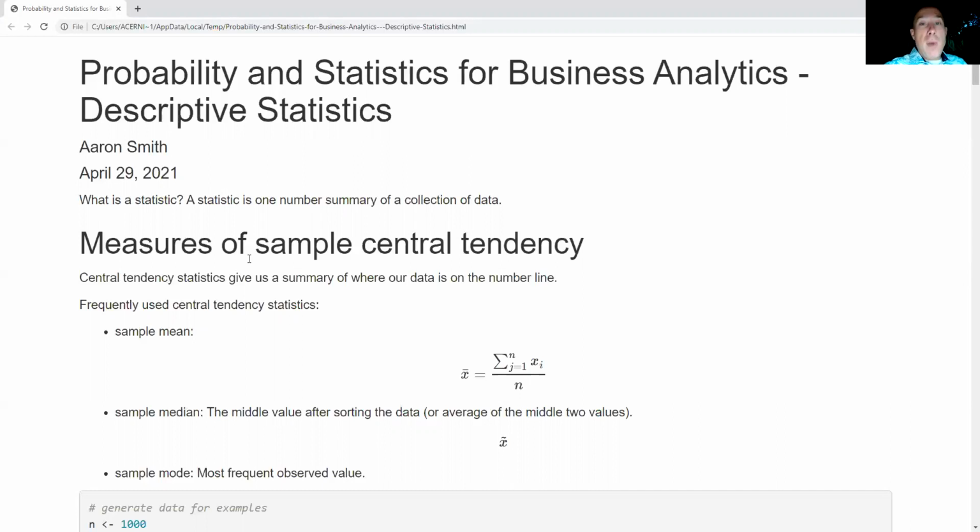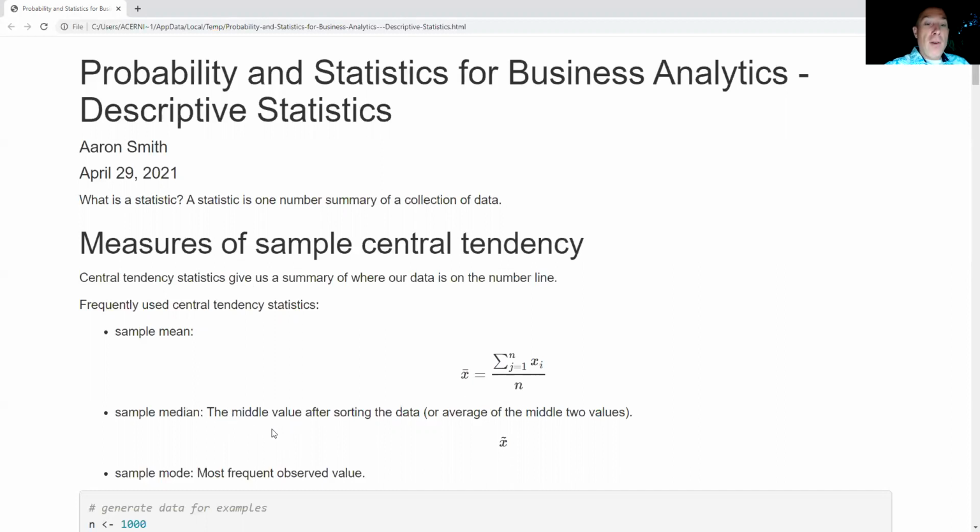The big one, the main one that we use in life, is the sample mean. Here is the formula: I add everything up, and then I divide by the number of observations. I take the sample average, and we denote that with X bar. That's a very good one.